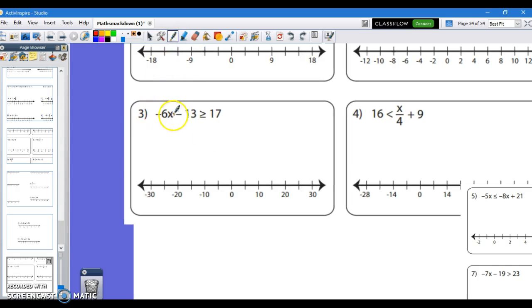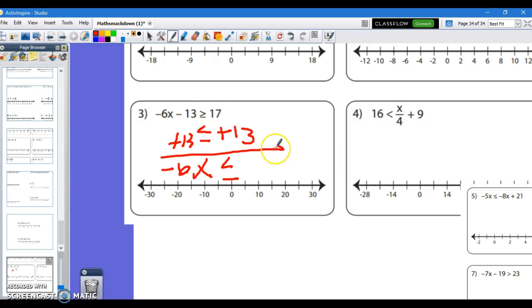You see this? You're going to end up dividing by a -6. So I already know this inequality sign is going to end up being flipped. But first, I'm going to add my 13. That's 13, not a B. There. Add my 13. So I have -6x. And then adding these two together. That will give me 30.